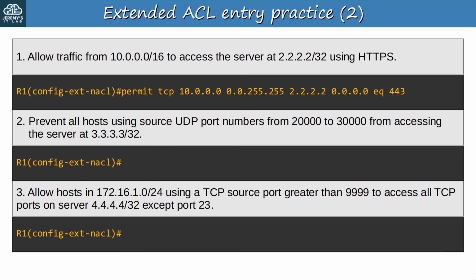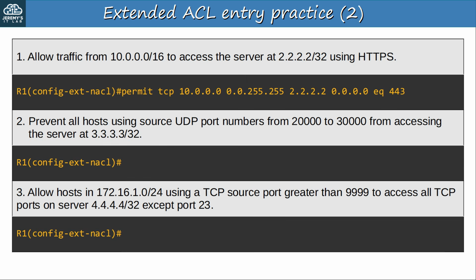Permit TCP, because we need to match HTTPS, which uses TCP. Then the source IP address is 10.0.0.0/16, and we don't need to specify a source port number. The destination IP is 2.2.2.2/32. I used a /32 wildcard mask, but you can use host 2.2.2.2 instead, of course. Finally, I used EQ 443 to match only HTTPS, which uses TCP port 443. Okay, that's number 1. Next, number 2.